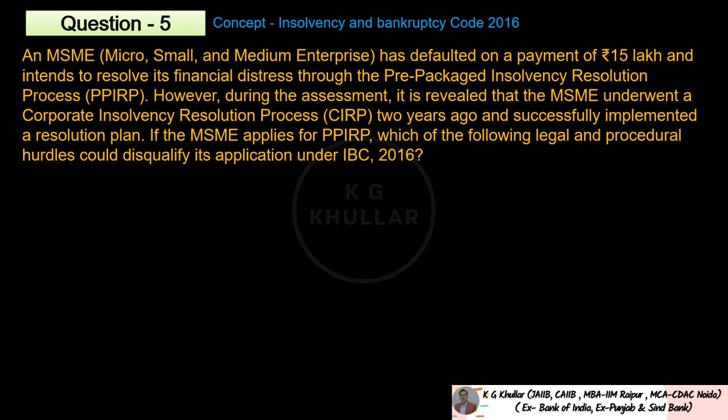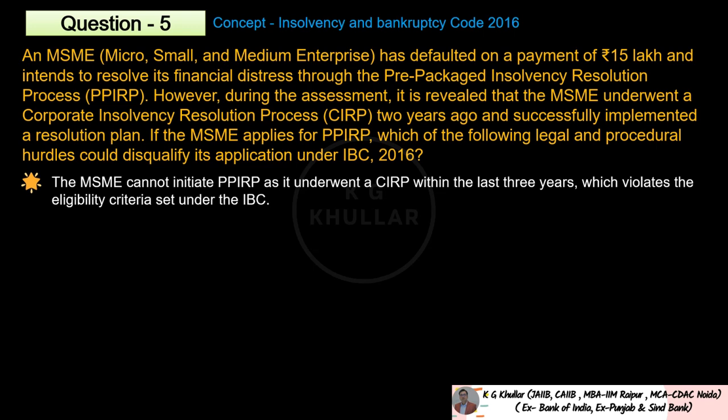The next question is also from important concept of Insolvency and Bankruptcy Code 2016. And the question goes like this. An MSME has defaulted on a payment of Rs 15 lakhs and intends to resolve its financial distress through a pre-packaged insolvency resolution process, that is PPIRP. However, during the assessment, it was revealed that the MSME underwent a corporate insolvency resolution process, that is CIRP, 2 years ago and successfully implemented a resolution plan. If the MSME applies for PPIRP, which of the following legal and procedural hurdles could disqualify its application under IBC 2016?